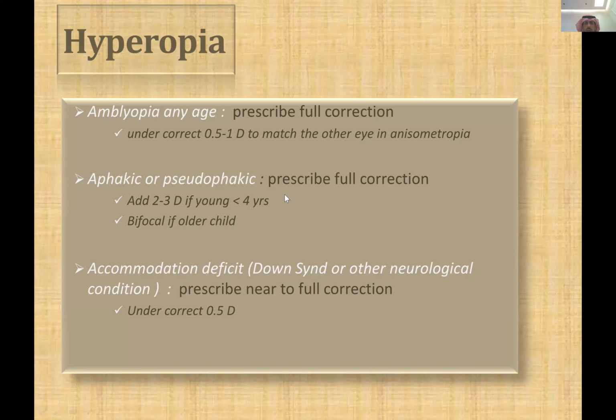Aphakic or pseudophakic, prescribe full correction, add 2 to 3 diopter if younger than 4 years, bifocal if older child. In case of accommodation deficit, for example Down syndrome or other neurological conditions, prescribe near to full correction because they don't have accommodation.